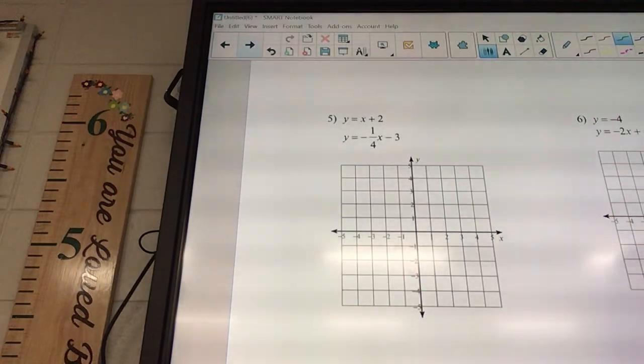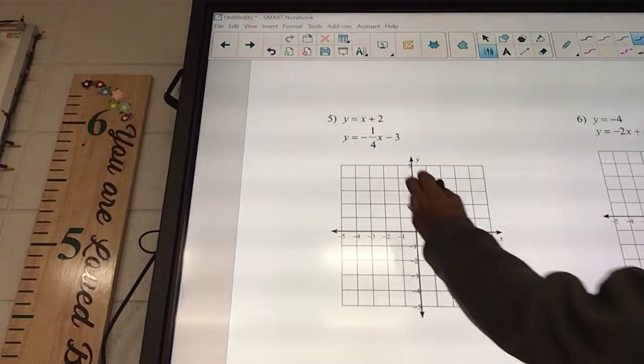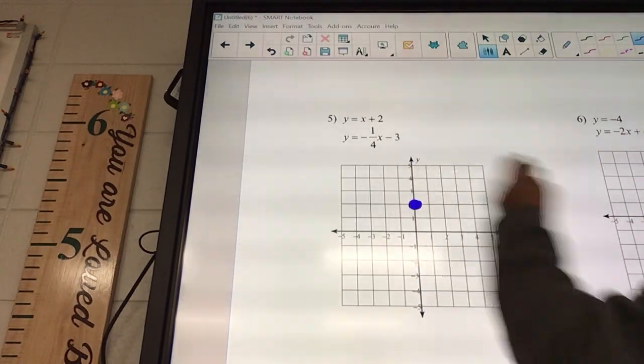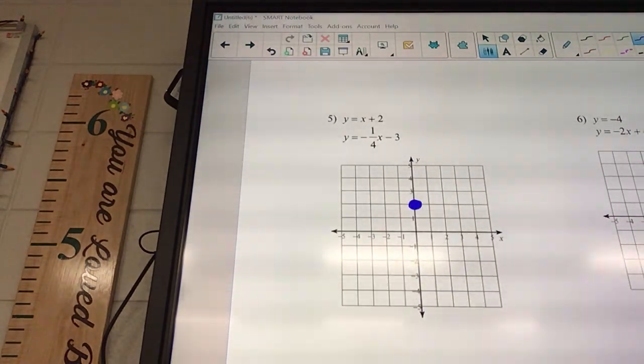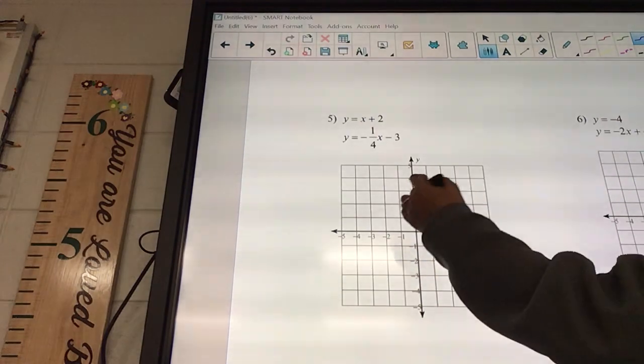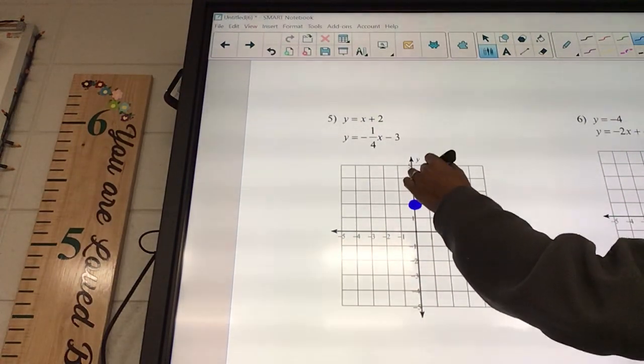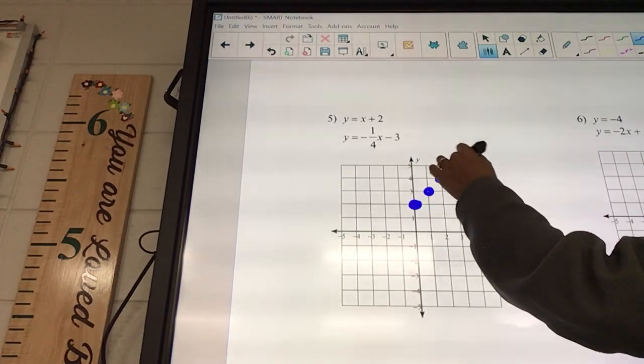Okay, number 5. Where does line 1 start out at? 2. At 2. What is my slope? 1. Okay, so we're going to go up 1 over 1. Which way? Do I need a positive or negative 1? Positive. So we're going to go to the right. So we're going to go up 1 over 1, up 1 over 1.